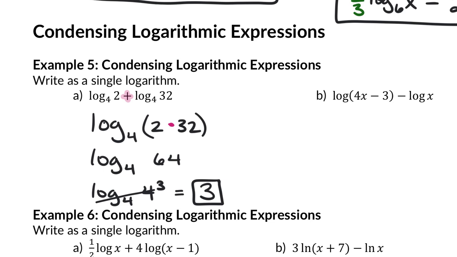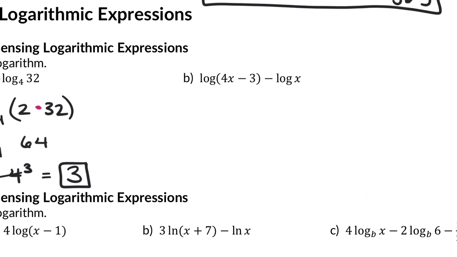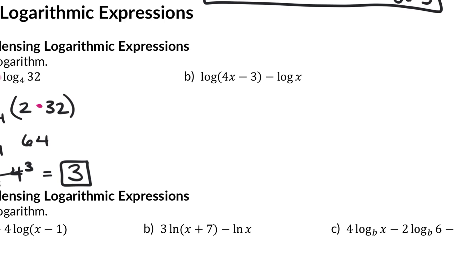Continuing on for B here, what do you see in this problem that separates the two logarithms? A subtraction sign. Subtraction goes with which operation? Division. So when I put these together and I condense it, this is going to be log of 4x minus 3 divided by x. And literally that's it. You don't have to do any other combining in any sort of way because you can't divide those numbers.